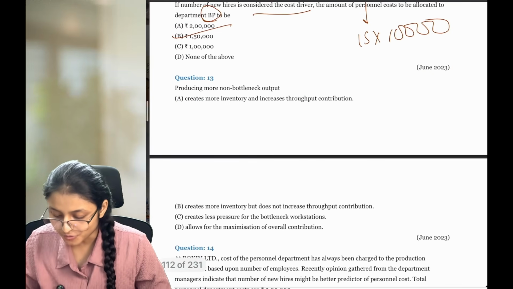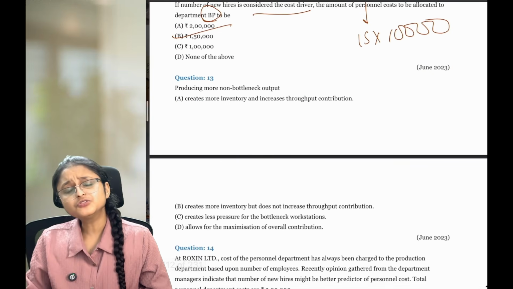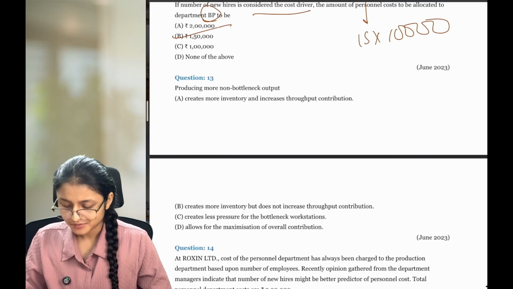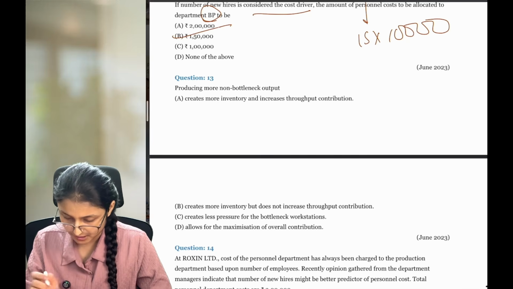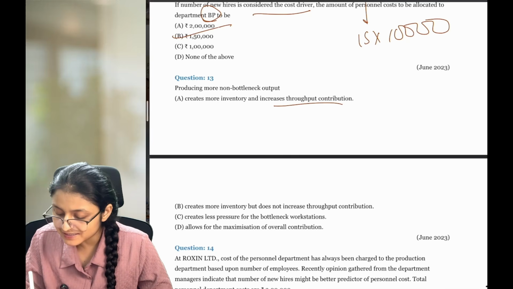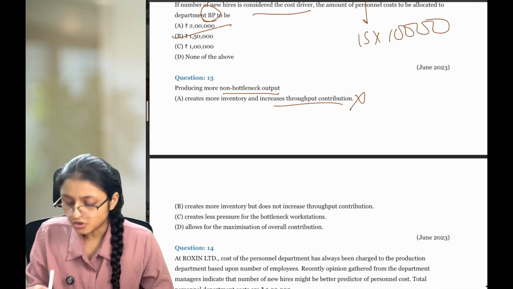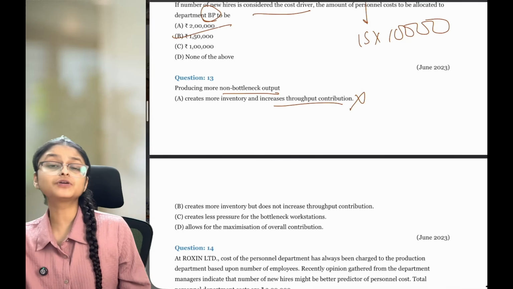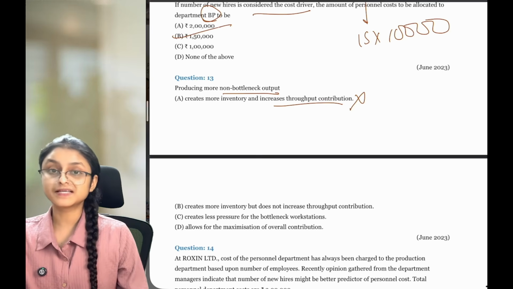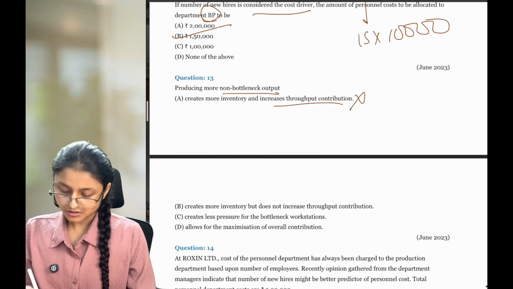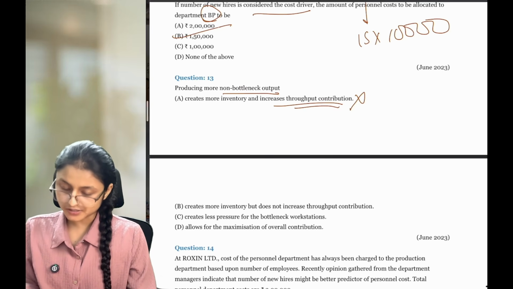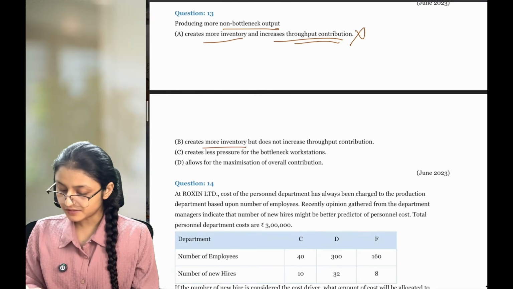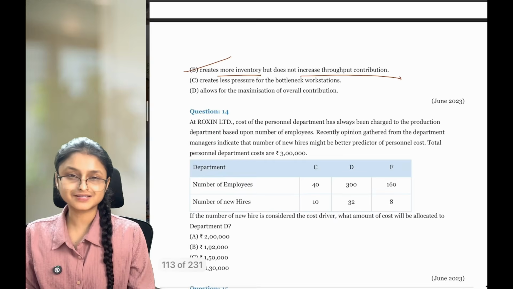Okay? Producing more non-bottleneck output. Producing more non-bottleneck output is of no use to you. You should not do that, right? Because this will not help you in any way. Creates more inventory and increases throughput contribution. Answer is no. Non-bottleneck output is created, but as there is a bottleneck limiting factor, that will not be able to create that number of units which is created by the non-bottleneck. Hence, increase in throughput contribution will not happen. Definitely your inventory will get increased. Increase in inventory but not increase in throughput contribution is the correct answer.